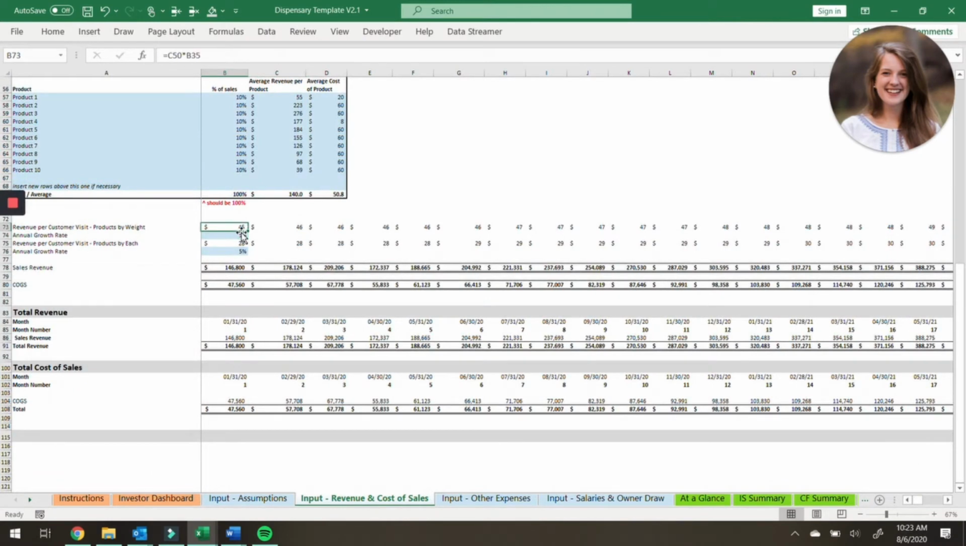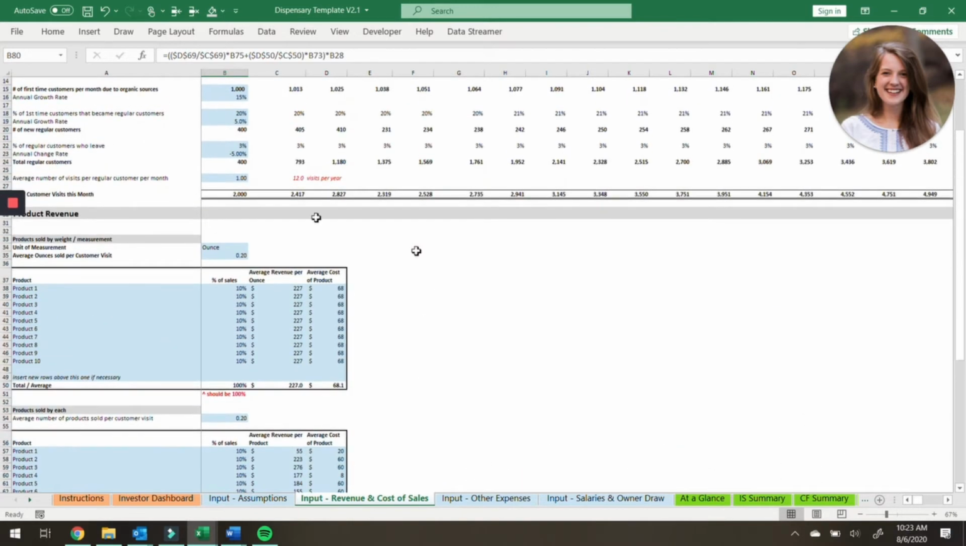And then the model will calculate the revenue per customer visit for products by weight and products by each. You can enter growth rates here to grow those over time, and then the model will calculate out your sales revenue and your cost of goods sold.